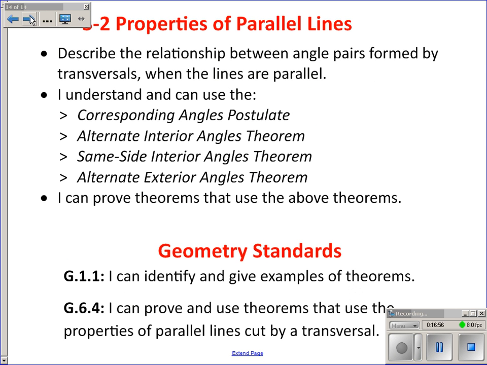In this section, we talked about how angle pairs are related when two lines are parallel. We talked about the corresponding angles postulate, the alternate interior angles theorem, the same side interior angles theorem, the alternate exterior angles theorem, and we also proved one of these theorems and another theorem that we needed to use one of those theorems in.